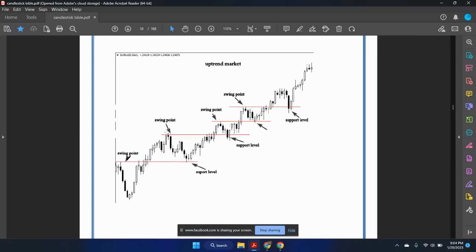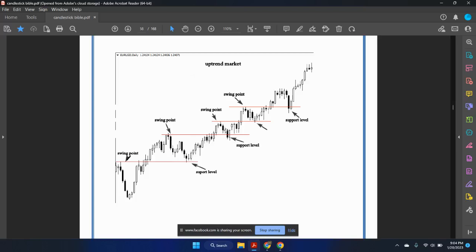Here's a picture of the uptrend. That was a swing point, going down, then price breaks that previous swing point. She's doing her retracement now, and now that swing point has become a support level because the price hasn't broken below.